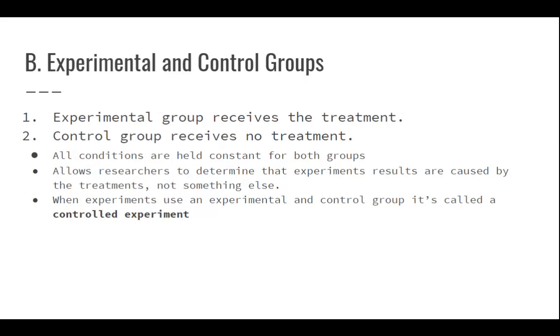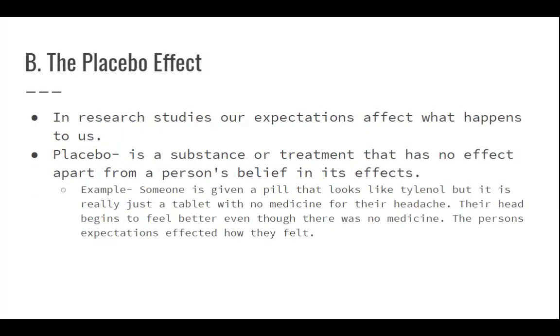An experimental group receives the treatment. A control group receives no treatment. All conditions are held constant for both groups. This allows the researcher to determine that the experiment's results are caused by the treatment and not something else. And when experiments use an experimental and control group, it's called a controlled experiment.